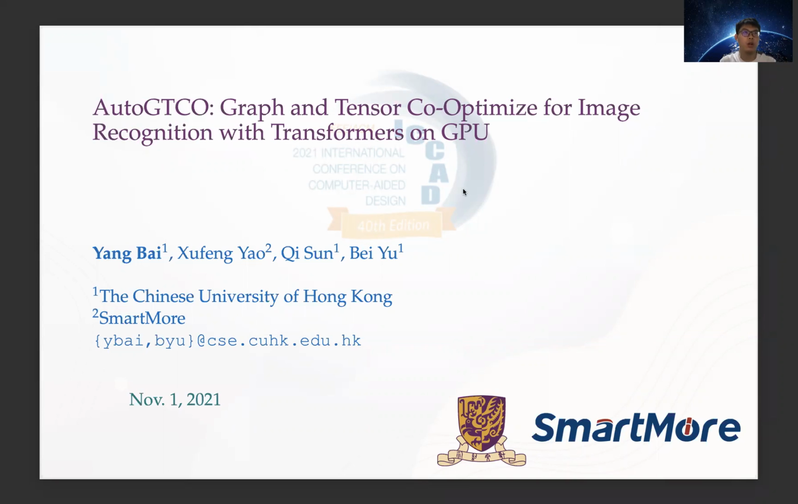Today, I'm going to talk about our work AutoGTCO: graph and tensor co-optimized for image recognition with transformers on GPU. This is a joint work with collaboration from CUHK and SmartMall.